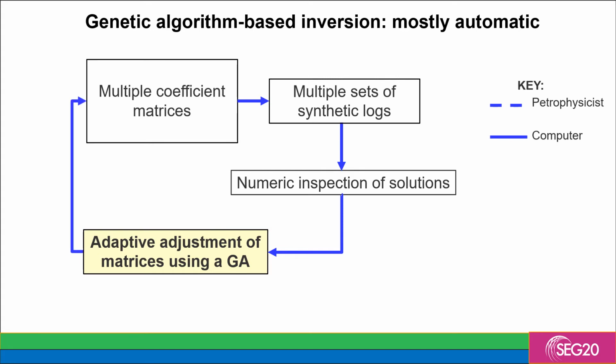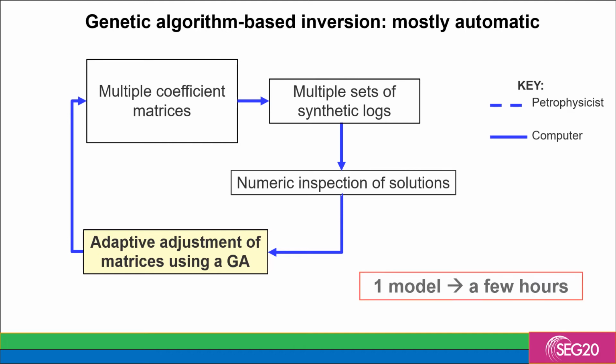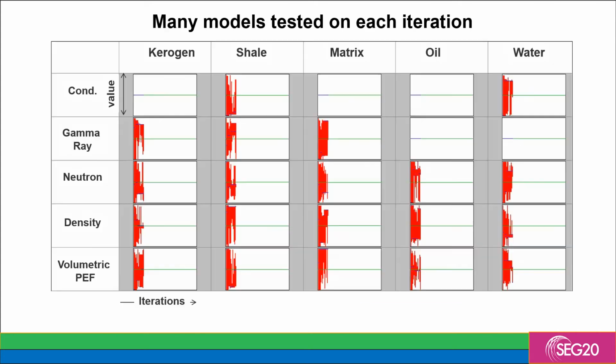Then the process is repeated automatically for a given number of iterations. In our experience, creating a model for one well starting from scratch can take a few hours, about an order of magnitude faster than using the standard approach. Here I'm going to show you a short video to give you an idea of how the iterative process works.